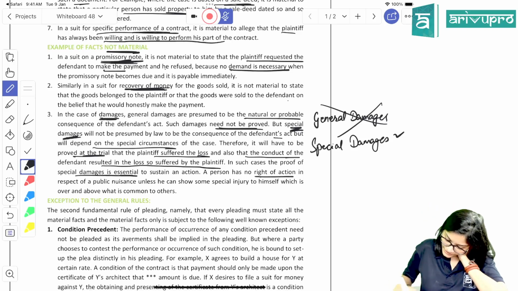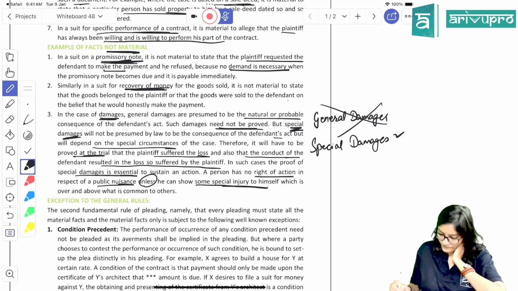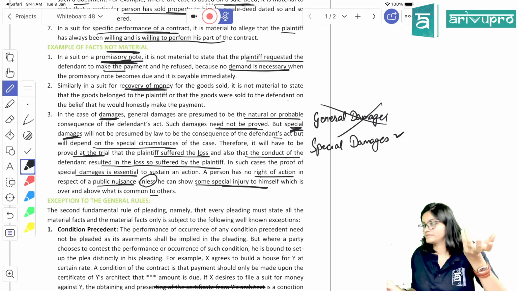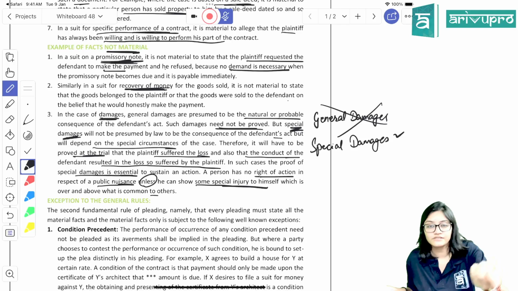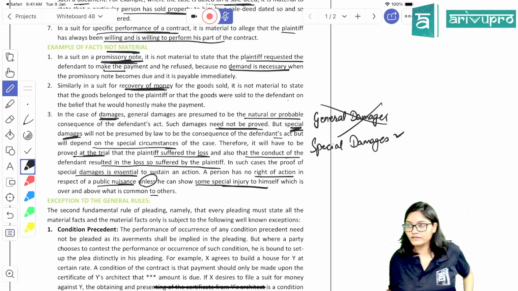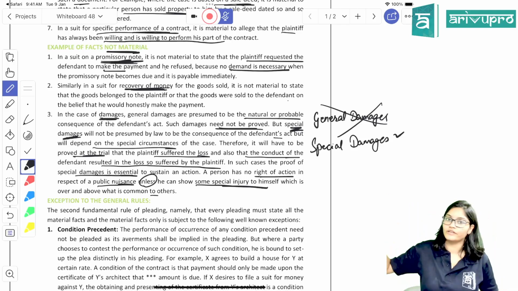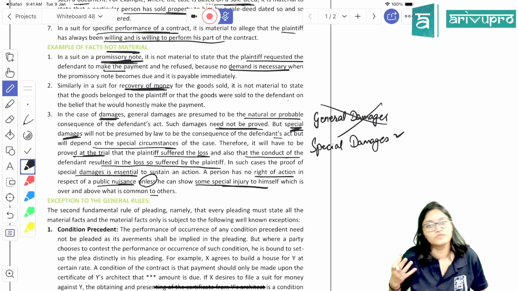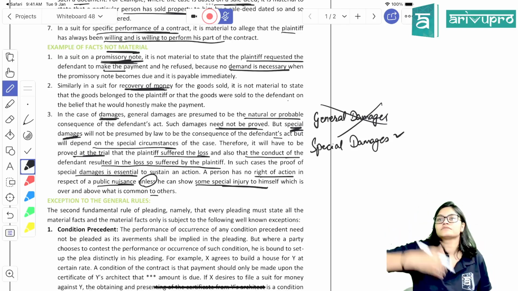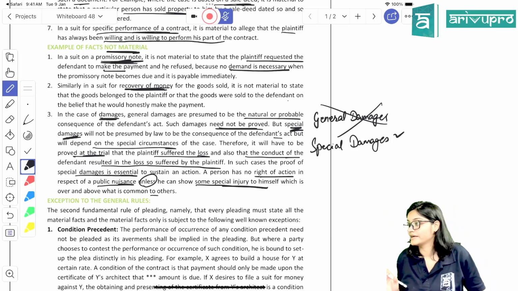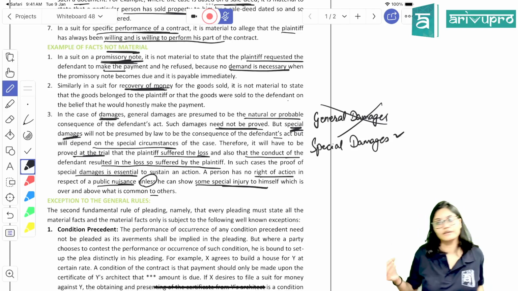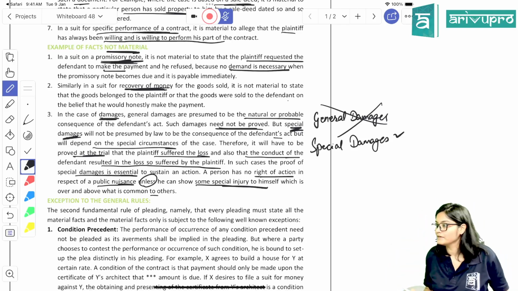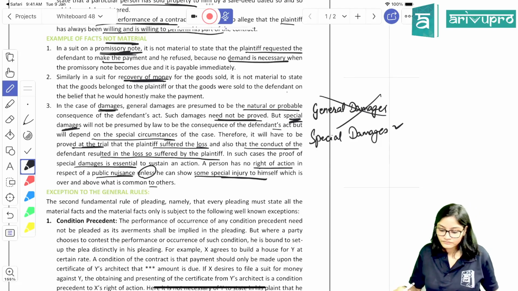A person has no right of action in respect of a public nuisance unless he can show some special injury to himself, which is over and above what is common to others. For example, noise pollution. Because a party is going on, or let us say any festival is there, noises are coming. But that is common for everybody. If you want to claim some special damage, you will have to show that because of so much noise, I became deaf. That is a special injury, right? So that you will have to show. That becomes material and it is not common for others. So that is special damages. Done?